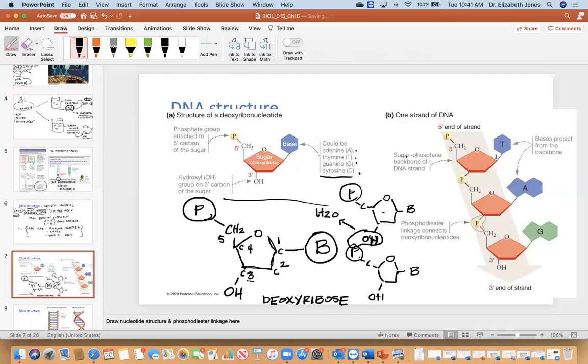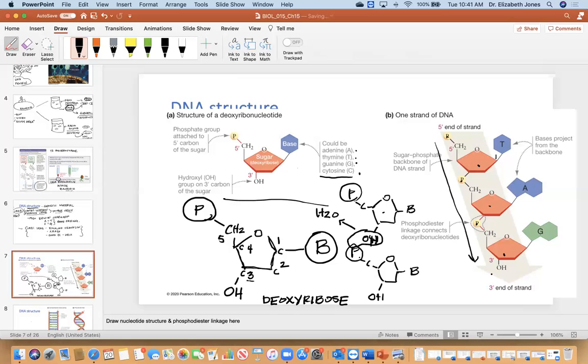What we've done is we have taken our phosphate, let's do this one. We've taken a phosphate here and we've attached it to where there would have been an OH group, right? And we lost some water. So the end result is going to be a phosphate sugar, phosphate sugar, phosphate sugar backbone, okay? So we have a sugar phosphate backbone of DNA here.